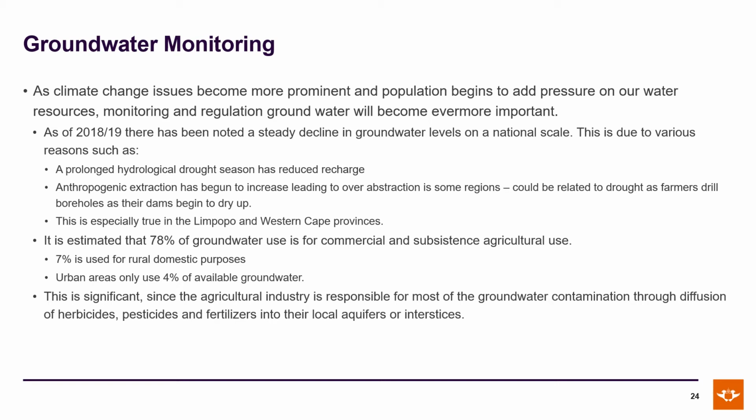It is estimated that 78% of groundwater use is for commercial and subsistence agricultural use, in which 7% is used for rural domestic use, and only 4% is used by the urban resident. This is significant, since agricultural industry is responsible for most of the groundwater contamination through diffusion of herbicides and pesticides, as well as fertilizers, into the local aquifers or interstices.